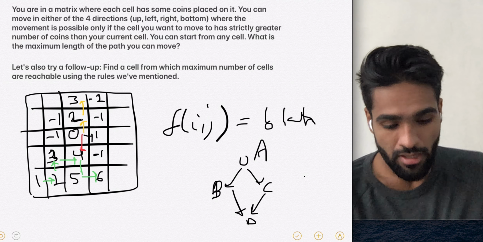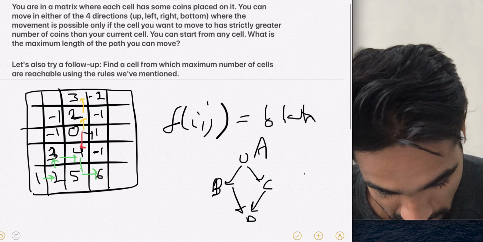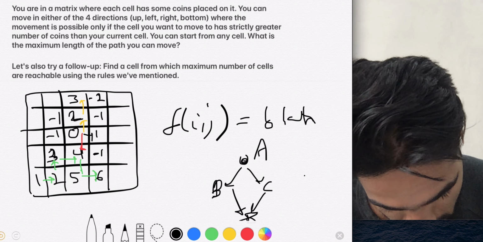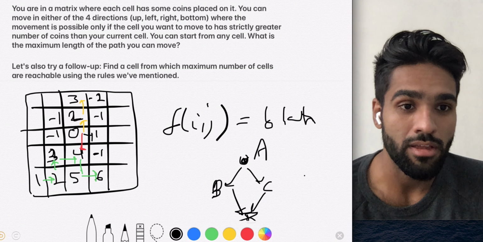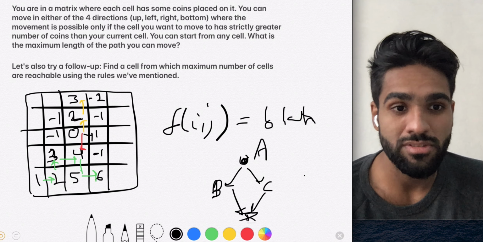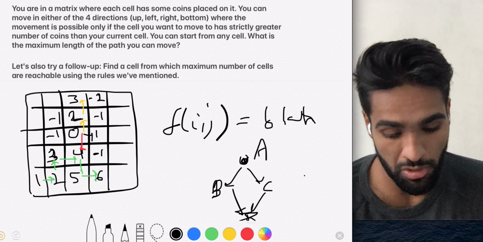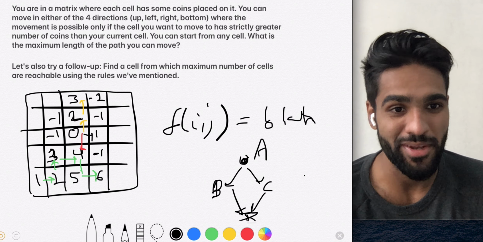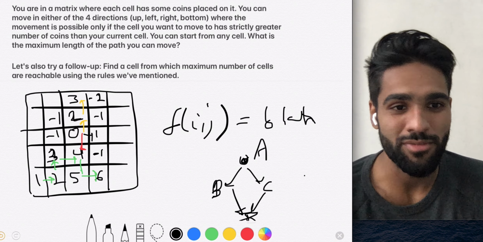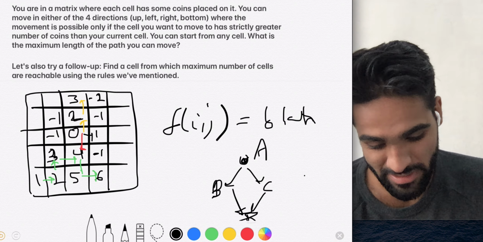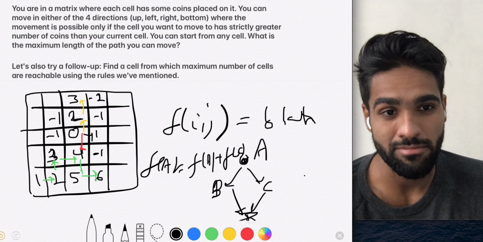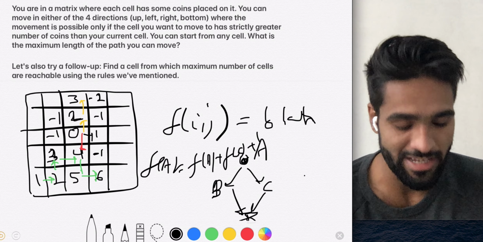Okay. So now if I'm trying to calculate the answer for cell A, this is a D. Answer for cell A, I'm going to say, okay, let's see what cells are reachable from B, and then what cells are reachable from C, and they might be disjoint. So I'll just sum them up to say, okay, this is the number of cells that are reachable from A. So you will say f of A equal to f of B plus f of C, plus one for the cell A.